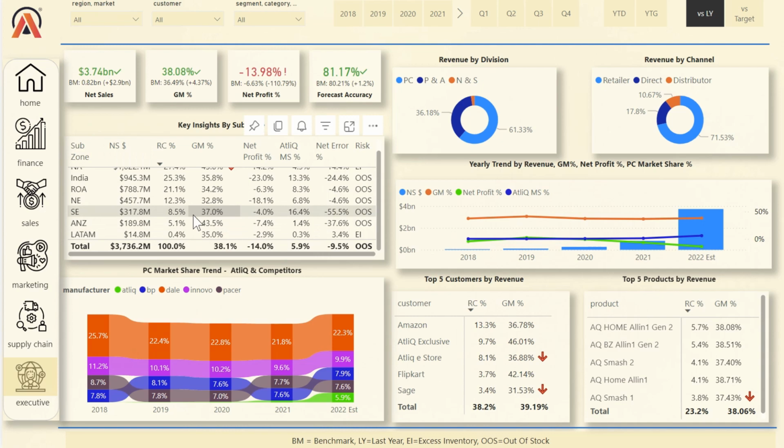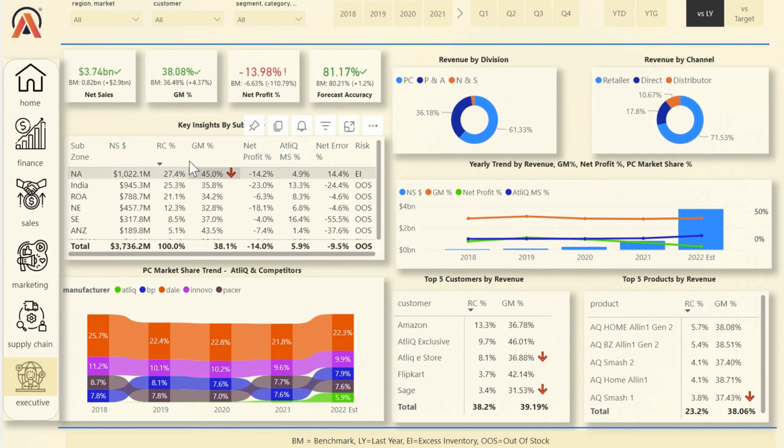So you can see in this table we do have this measure, and then gross margin percentage, net error risk, they all are coming from other views, and it's all right. So that's why I'm not trying to explain it further. I'm gonna talk a bit about this Atliq market share and the revenue contribution percentage. So here you can see Atliq market share.